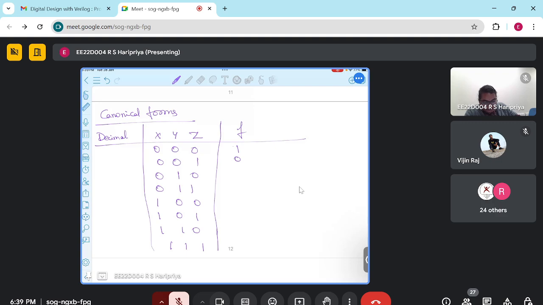So considering this, implement some logic, and this is the truth table. The decimal equivalent. So from this, I will reduce this length. If you want to write SOP form, sum of product, f of x comma y comma z is given as whenever it is 1, and if it is 0, it should be in complement form.